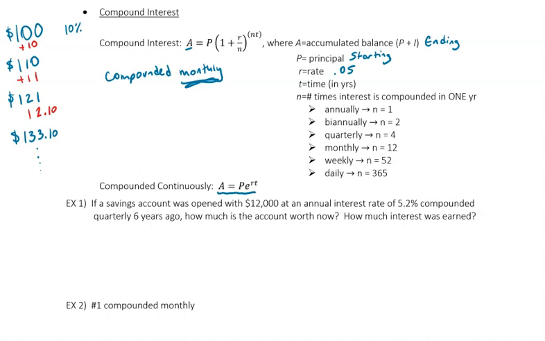A, P, R, and T are the same ones from the first formula. So nothing new there. The difference is that E. So E is just a constant. So kind of like pi, everybody knows, pi is about 3.14 and so on. E is another constant. It just represents a number. E is about 2.72 if we round it. All right, so it's just a number.